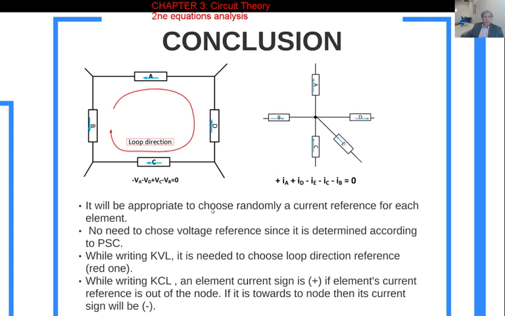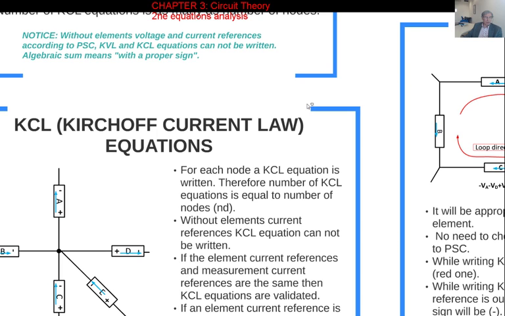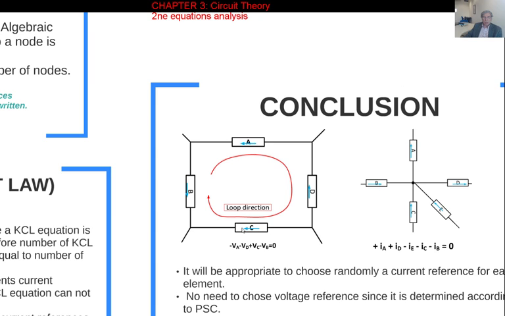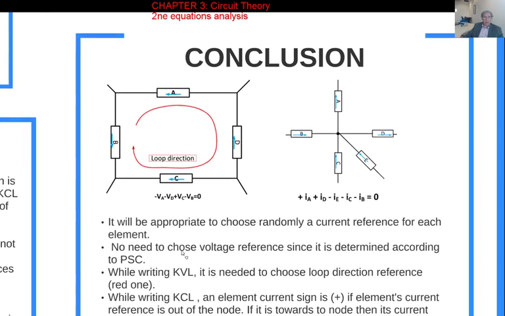It will be appropriate to choose randomly a current reference for each element. So in the previous one here, we have chosen element voltage and current references together. But since we are using the passive sign convention, we do not draw both of these references, just one of them is enough. So here we have chosen a current reference only. In general, this current reference is chosen. There is no need to choose a voltage reference since it is determined according to the passive sign convention.